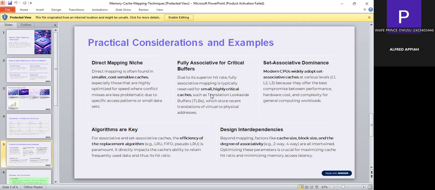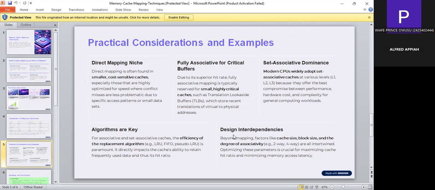And under algorithms as tools for associative and set associative caches, the efficiency of the replacement algorithm, for example LRU or FIFO, is paramount. It directly impacts the cache's ability to retain frequently used data and thus the hit ratio.